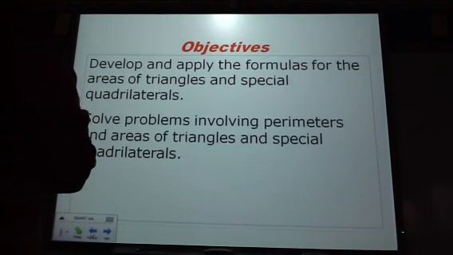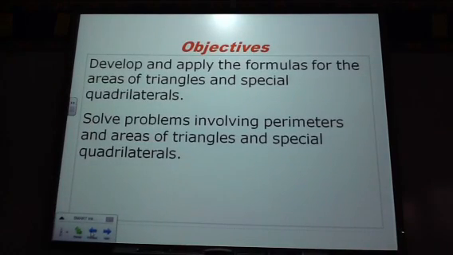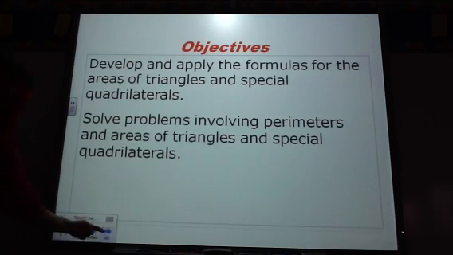Alright guys, today we're going to start Unit 10. 10-1 is about developing formulas with triangles and quadrilaterals. And we're also going to solve problems involving perimeters and areas of triangles and special quadrilaterals.